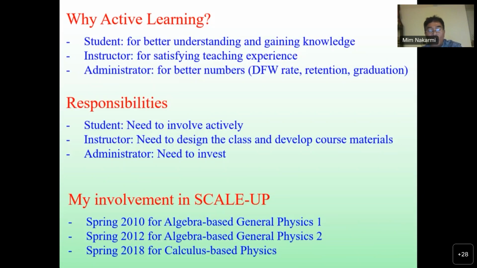And after that, once we implemented, we revised that based on the students' feedback and the instructors' feedback. And after 2 years, I started for General Physics 2. This is also algebra based.